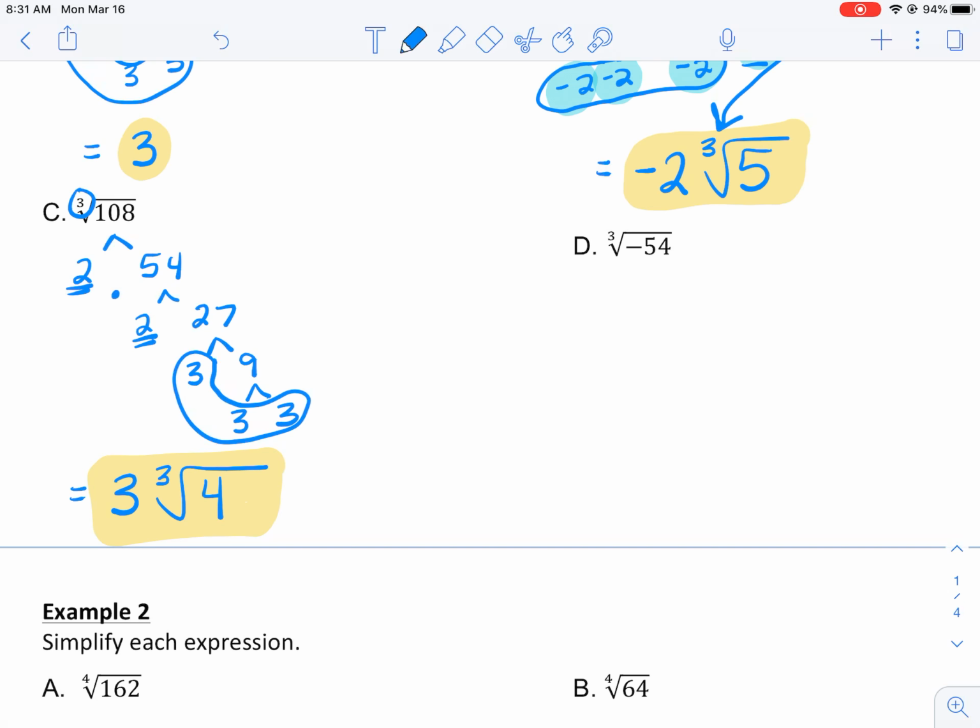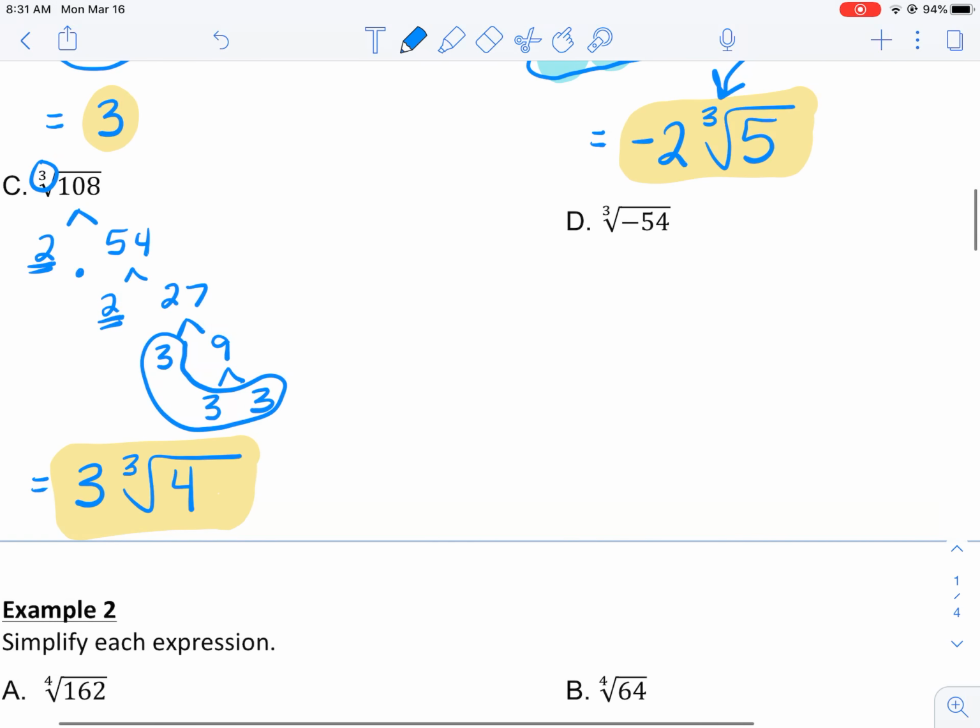If you feel pretty comfortable with that, go ahead and try D. If you want to do one more example together, let's take a look at the cubed root of negative 54. Again, I encourage you to ignore the negative until the end. First, we're going to just break down the 54. So we have 2 and 27, 3 and 9, 3 and 3.